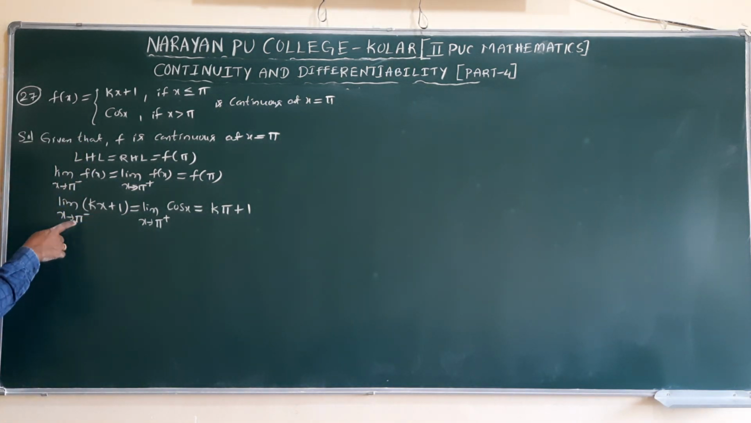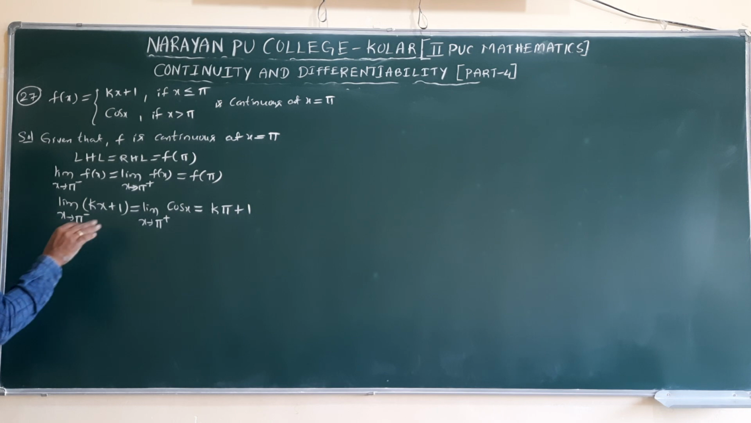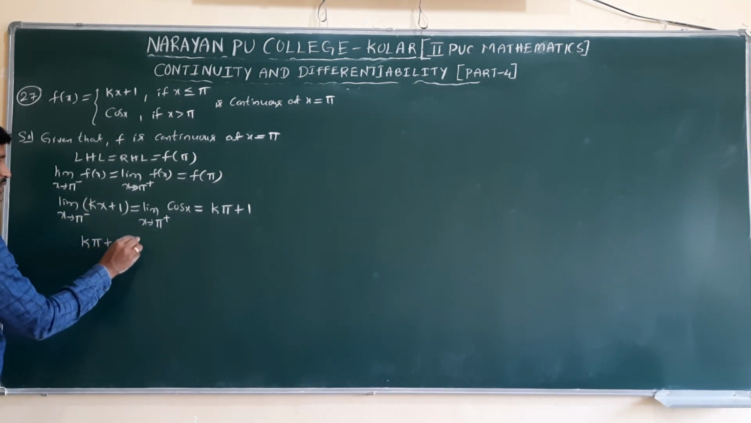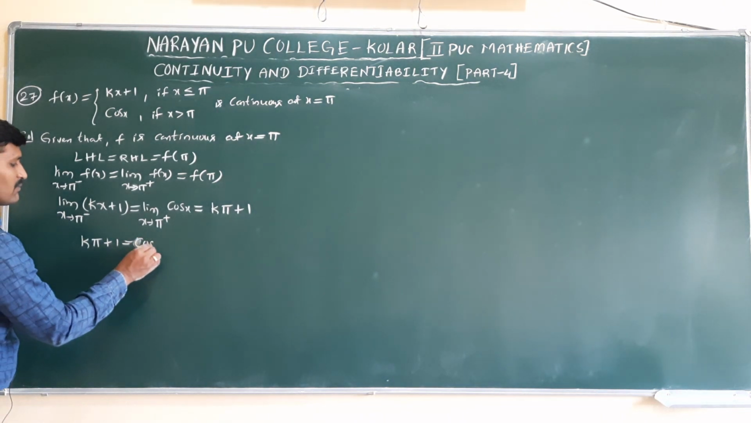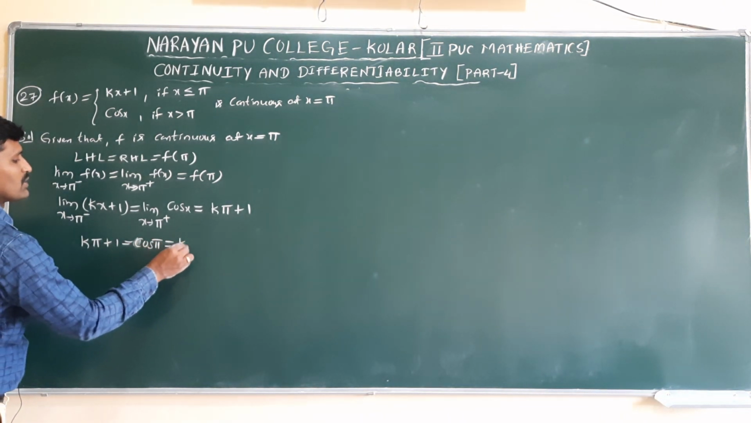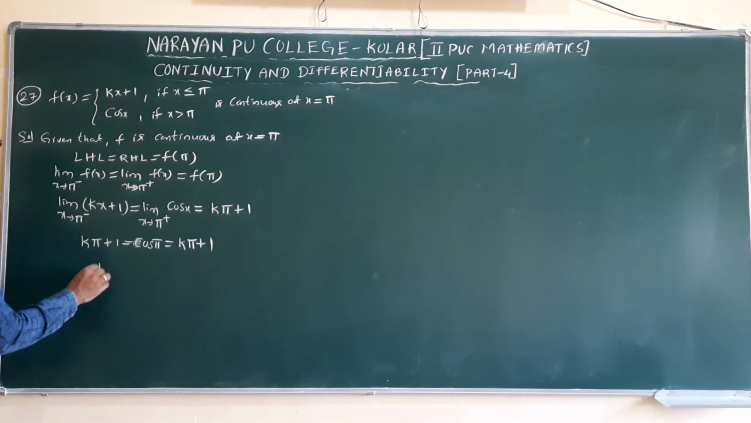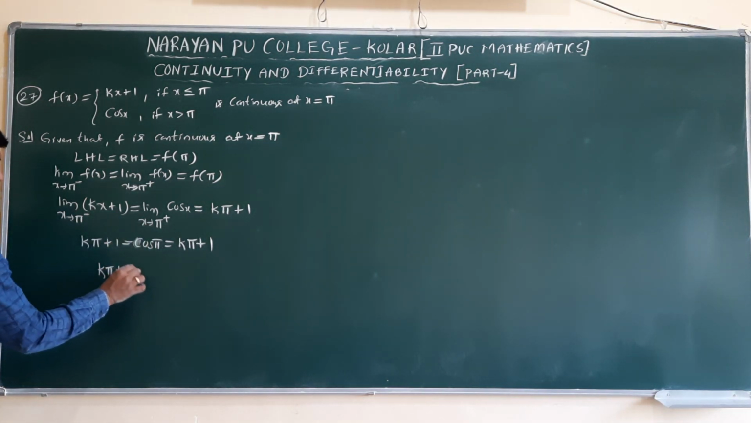Substitute here also. That minus symbol represents that the value of x is less than pi, the left hand limit condition. Only pi is substituted. Don't substitute pi minus or pi plus like that. k pi plus 1 equals cos pi equals k pi plus 1. k pi plus 1 repeated 2 times, just take it only once. k pi plus 1 equals cos pi.